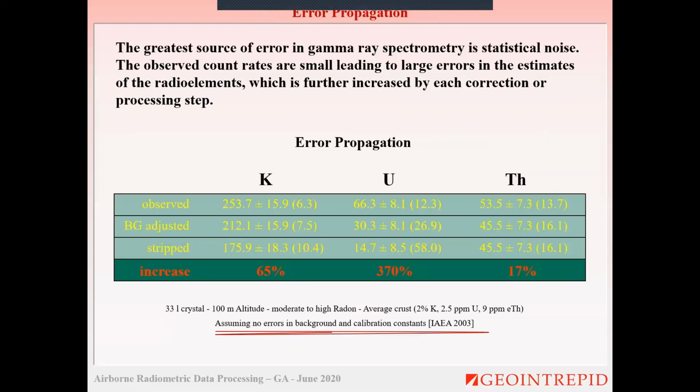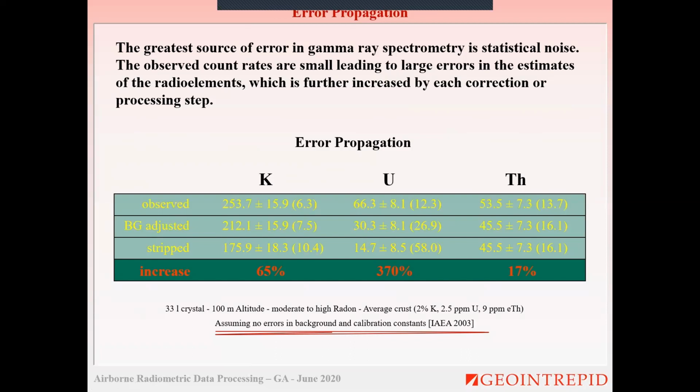So last but not least, error propagation. Radioactive decay is a statistical process, so we get statistical noise. It's a Poisson distribution, so the noise is basically the square root of the measured counts per second. So if you have 250 counts per second in the potassium window, then you get an error of plus minus 16, or 6%. And if you have 50 counts per second in that specific window, then you get an error of a little bit over 7, or close to 14% error.